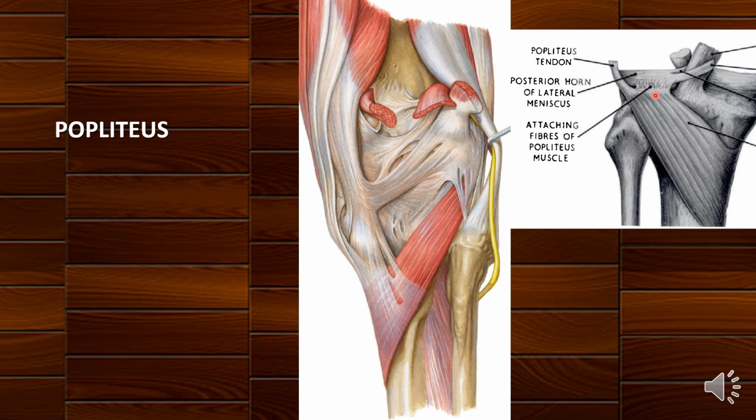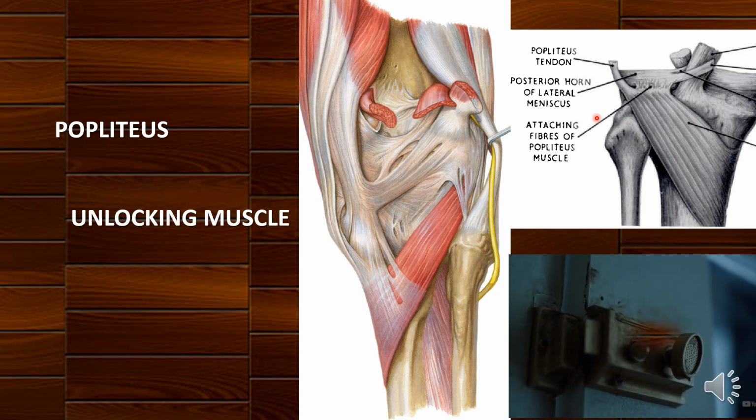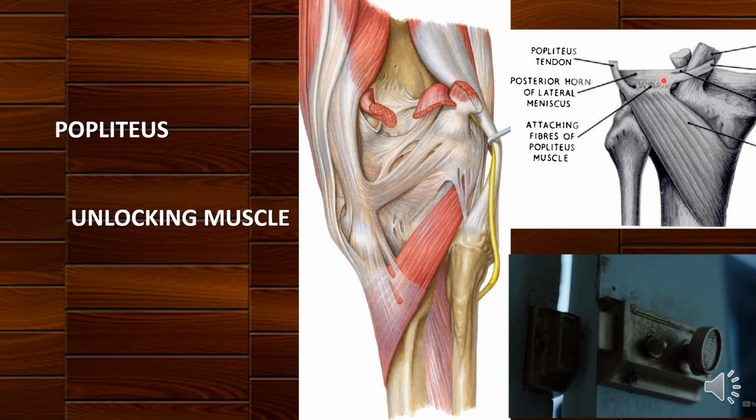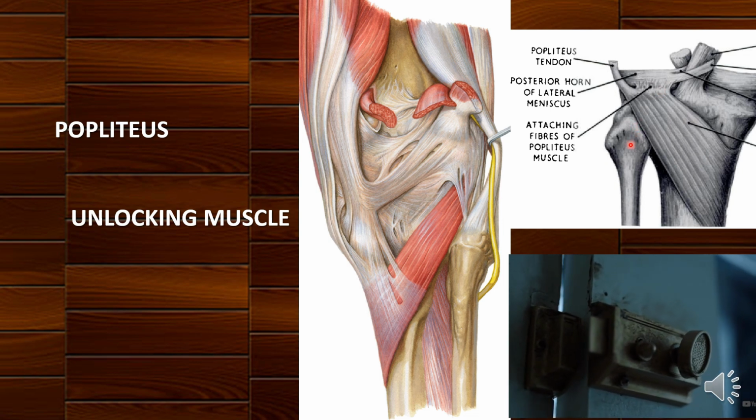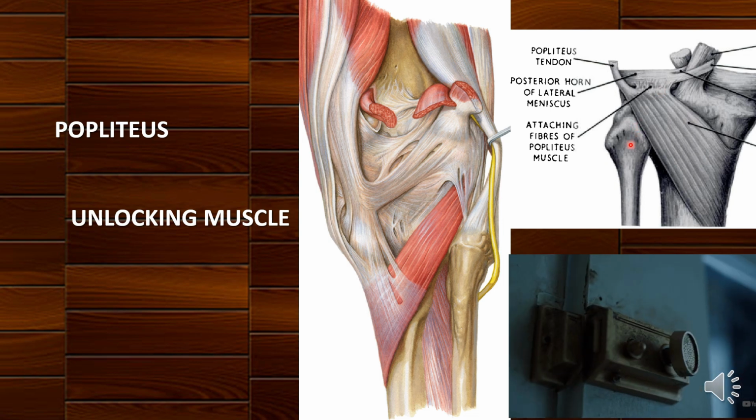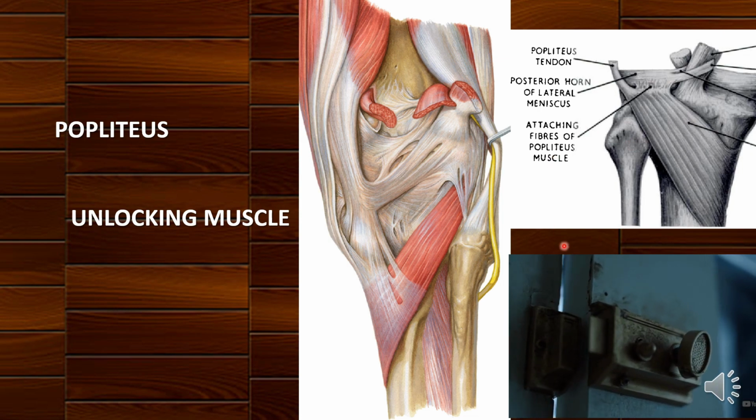At the beginning of flexion from an extended knee, there is a process called unlocking. Details of that you will be learning in the knee joint. So it is also called the unlocking muscle. Popliteus helps in unlocking of the knee when the knee begins to flex from an extended position. In an extended position, the knee is locked. At the beginning of flexion, there is unlocking of the knee, and that is done by the popliteus muscle.